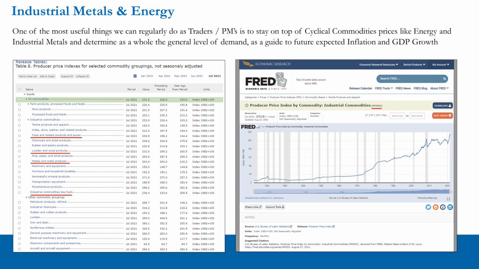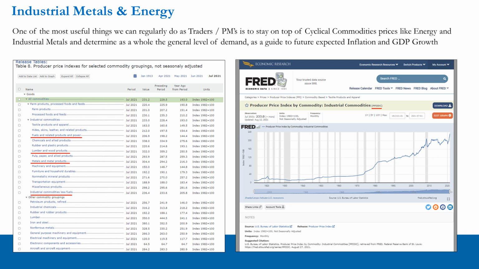One of the most useful things we can regularly do as traders or portfolio managers is to stay on top of cyclical commodity prices like energy and industrial metals and determine as a whole the general level of demand and use this as a guide to future expected inflation and GDP growth. We are using it as a leading indicator gauge.